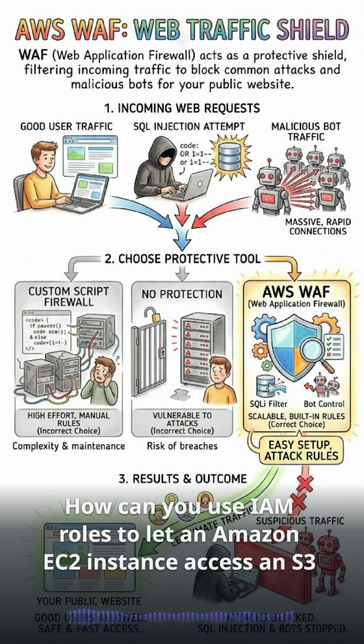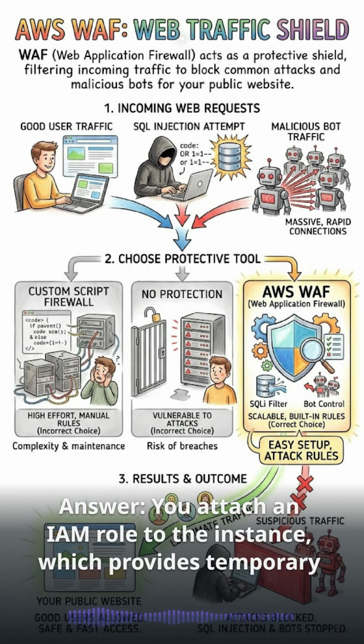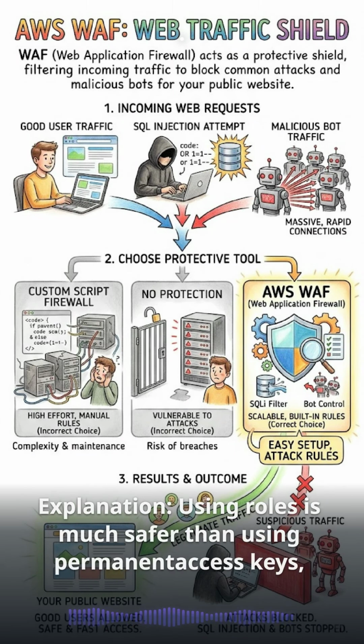49. How can you use IAM roles to let an Amazon EC2 instance access an S3 bucket safely? You attach an IAM role to the instance, which provides temporary security credentials for the access. Using roles is much safer than using permanent access keys, which can be stolen and used by unauthorized people.